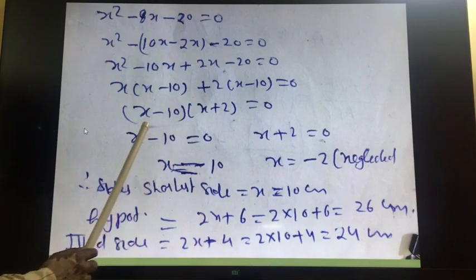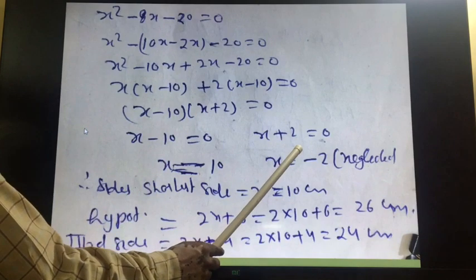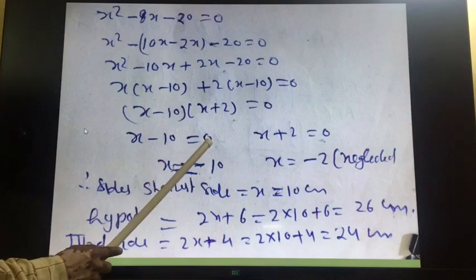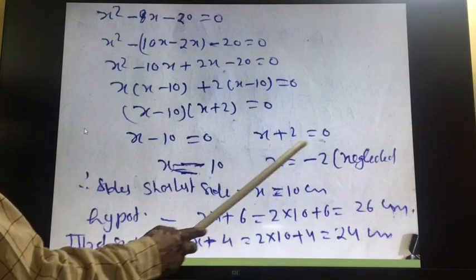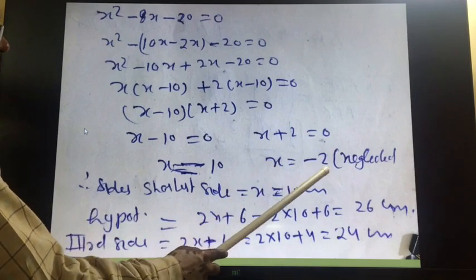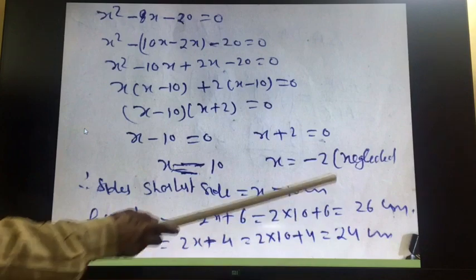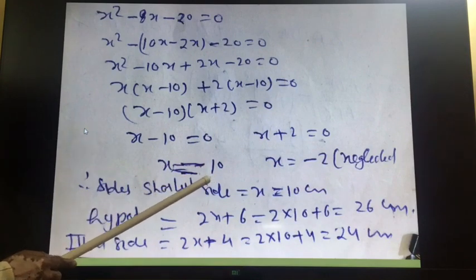Now the product of two quantities is equal to 0, so either the first bracket is equal to 0 or the second bracket is equal to 0. From the first we got x minus 10 is equal to 0, so x is equal to 10. Second bracket is equal to 0, so x is equal to minus 2. But x is the length of the side, and the length of a side cannot be negative, so this we will neglect. The positive value we will take as the answer.